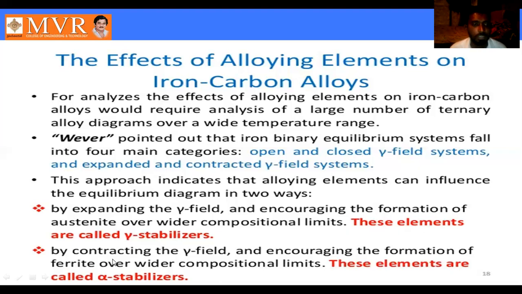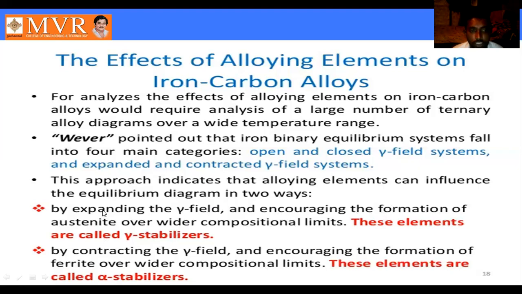So next one we can see is contracting the gamma field and encouraging the formation of ferrite over wide range composition limits. So these are called the alpha stabilizers. The first one is expanding the gamma field and encouraging austenite over wide range composition limits, so that one we can call the gamma stabilizer.